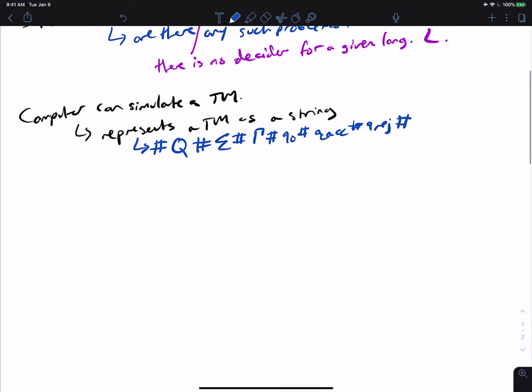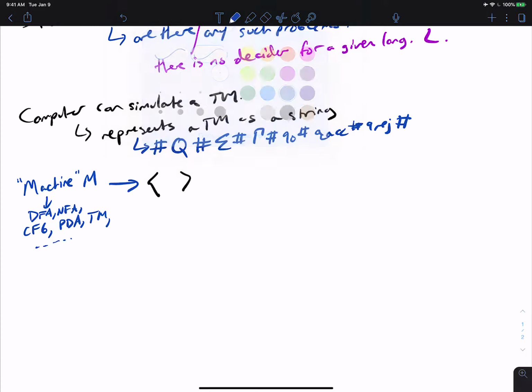So the way that we're going to do this is, let's just say that we have some kind of machine M. So this could be a DFA, NFA, and I'm going to put this in quotes because it's not really a machine, it could be a CFG, a PDA, or a Turing machine or anything. And what we're going to do is represent it like this: angle brackets with the machine's name on the inside.